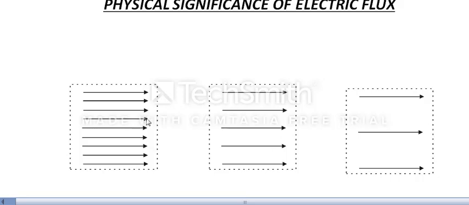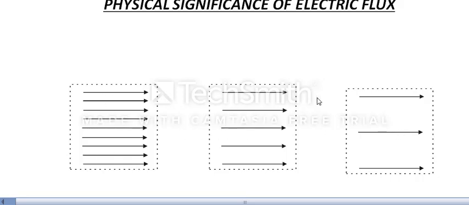These are three figures. This first figure shows that the electric lines of forces are very close to each other. So this represents a strong electric field. Here the density of lines has reduced. Obviously it means the strength of electric field has reduced. Again come to the third figure. Here the strength of electric field is still lesser because the lines are far apart.